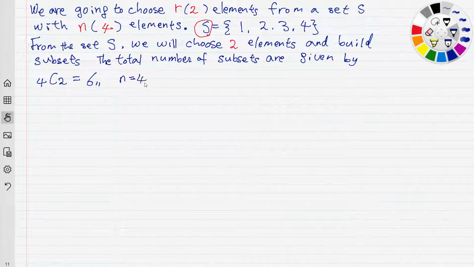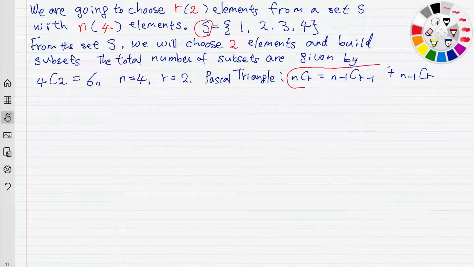N is 4, R is 2. Pascal triangle says that NCR equals N minus 1 C R minus 1 plus N minus 1 C R. Using this formula, 4C2 is given by 3C1 plus 3C2.